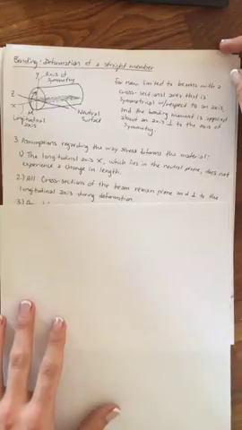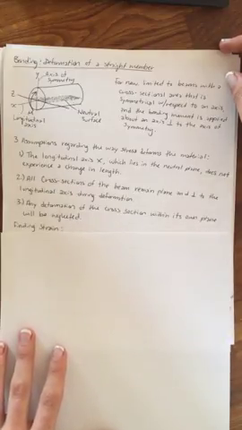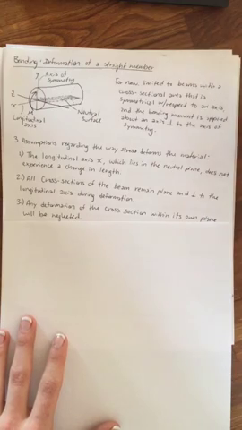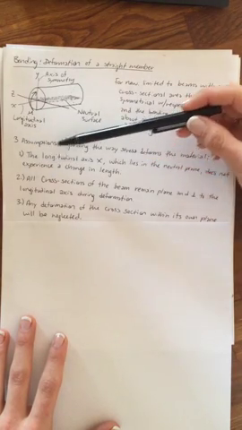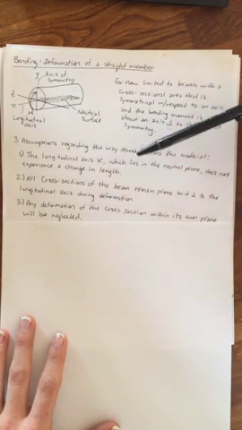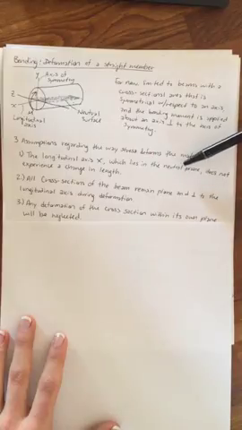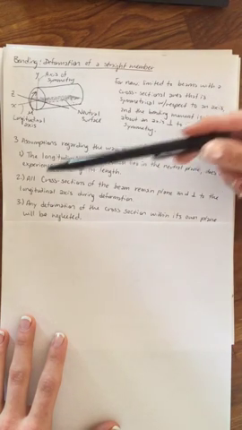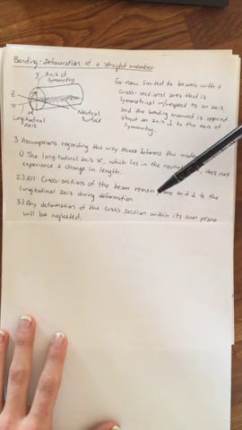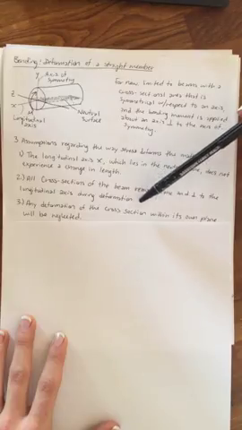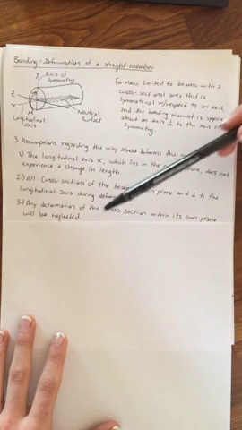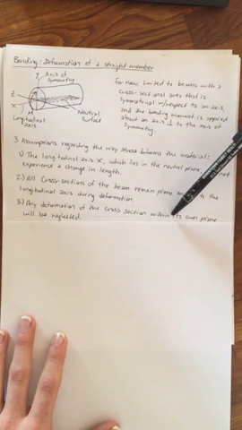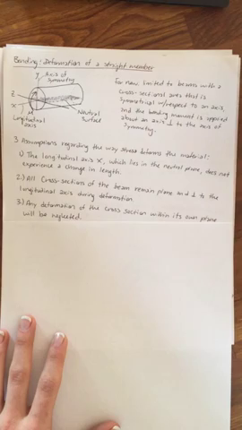Then we have 3 assumptions that we need to keep in mind regarding the way the stress deforms the material. So the first one is that the longitudinal axis x, which lies in the neutral plane, does not experience a change in length. So these are the idealistic ways we make this work. All cross sections of the beam remain plane and perpendicular to the longitudinal axis during deformation, and any deformation of the cross section within its own plane will be neglected.